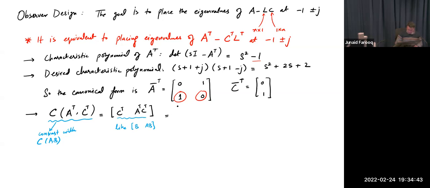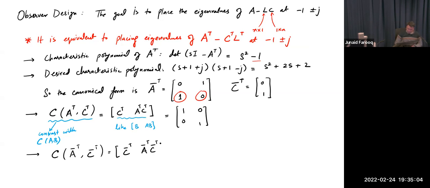Okay, so this turns out to be a 1001. Now the next thing is the controllability of A bar transpose, C bar transpose, which is again C bar transpose, A bar transpose, C bar transpose. And this turns out to be 0, 1, 1, 0.